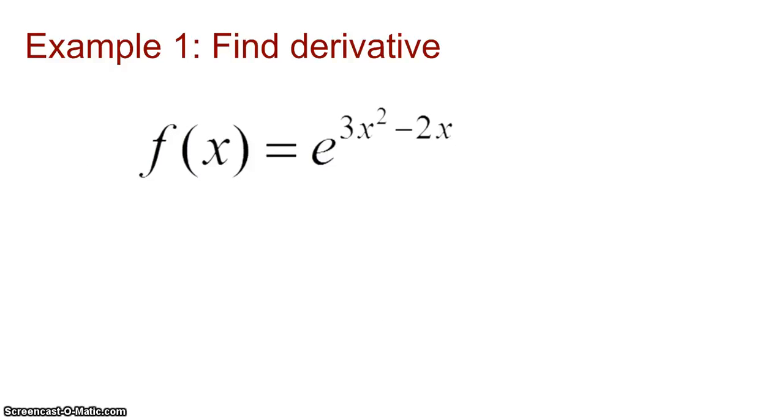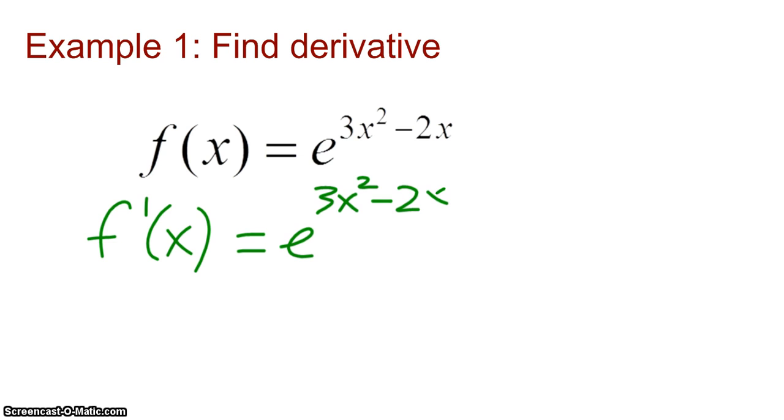So if I have f of x equals e to the 3x squared minus 2x, and we want to find the derivative. We're first going to do f prime of x, so this is e to the u, basically, and so this is going to equal e to the u, which is just 3x squared minus 2x, times the derivative of 3x squared minus 2x, so 6x minus 2. Bam. That's it.